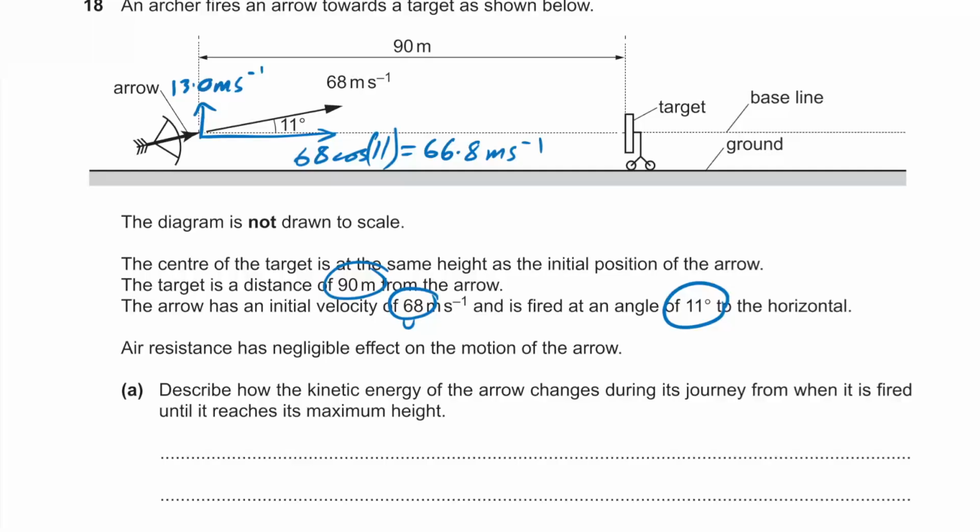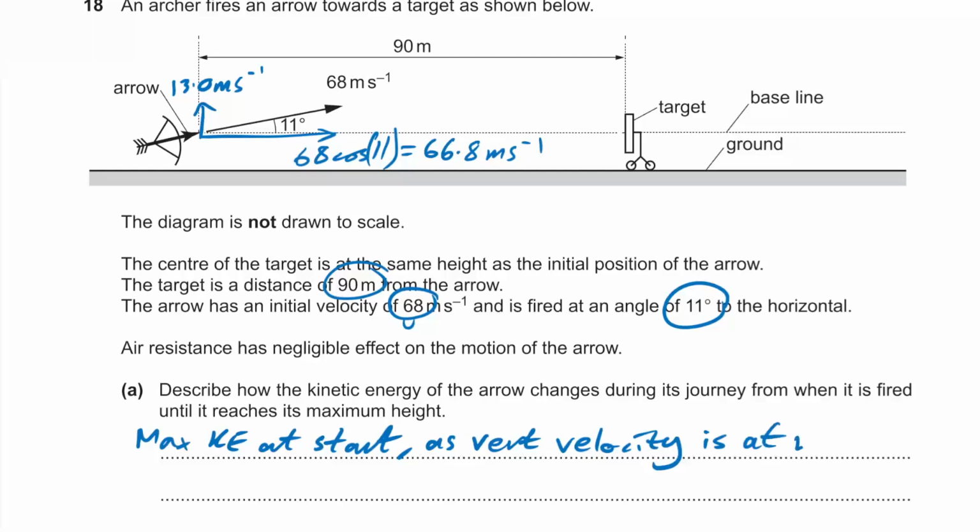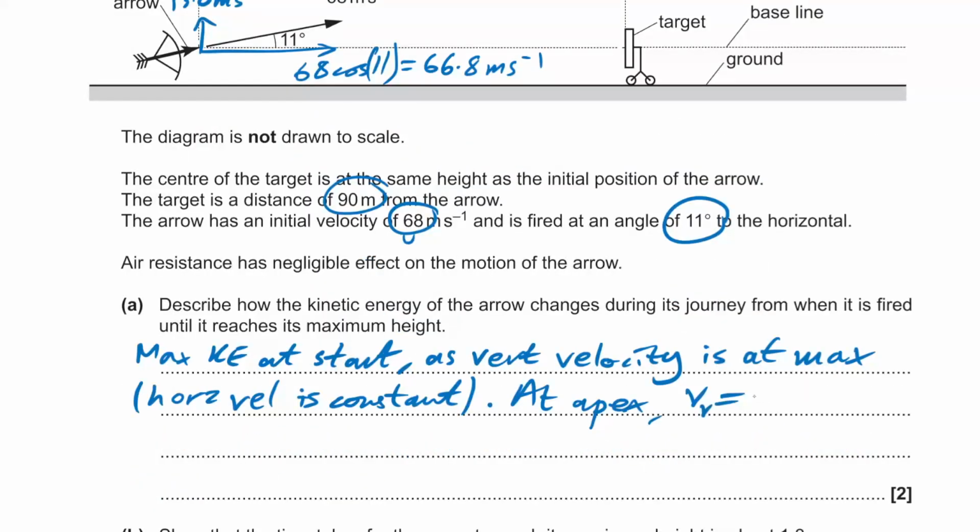There we go. Describe how the kinetic energy of the arrow changes during its journey from when it's fired until it reaches its maximum height. So max KE at start, as vertical velocity is at max. We can say horizontal velocity is constant. At apex, V vertical is equal to 0. Therefore, KE is at minimum.